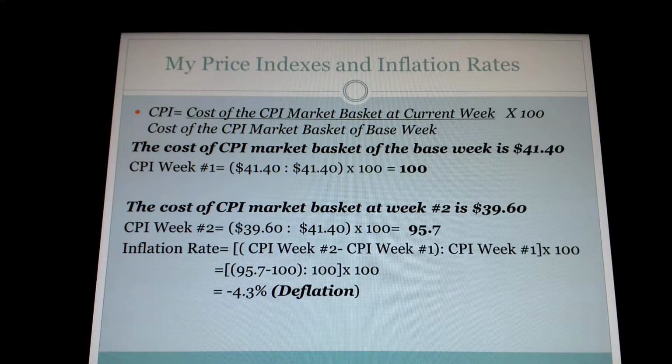And always remember that in the base week, the base period, the CPI is always 100, because when you divide 41.40 by 41.40, that comes to 1, and 1 times 100 is 100.